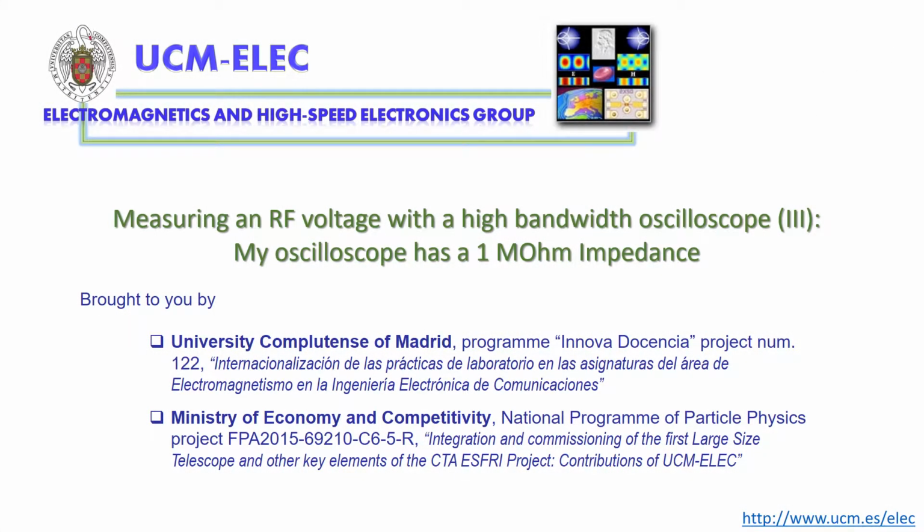This is the last video we devote to basic voltage measurements with high bandwidth oscilloscopes. Some of these instruments have an interesting feature. We can change their input impedance between two possible values. The first one is the usual reference impedance in microwave engineering, 50 ohm. The second one is the impedance typically found in low-frequency electronics, 1 megaohm. Let us check the behavior of our oscilloscopes when we choose this 1 megaohm impedance.